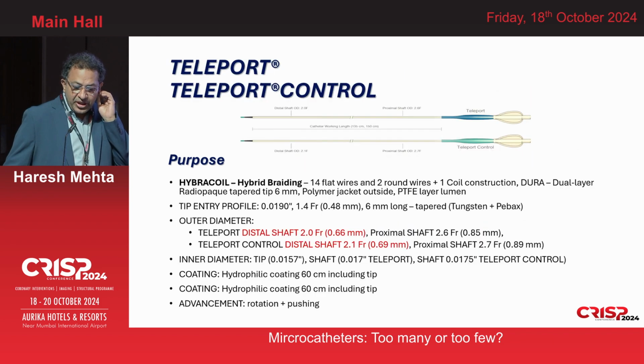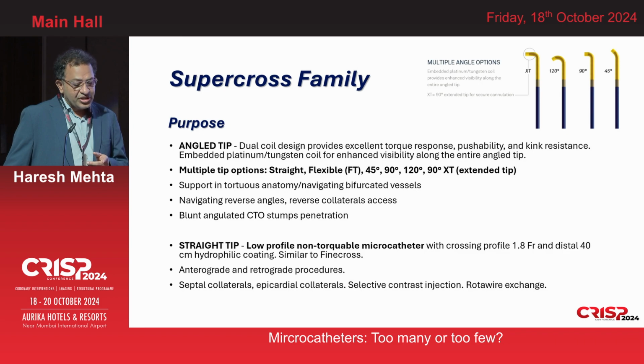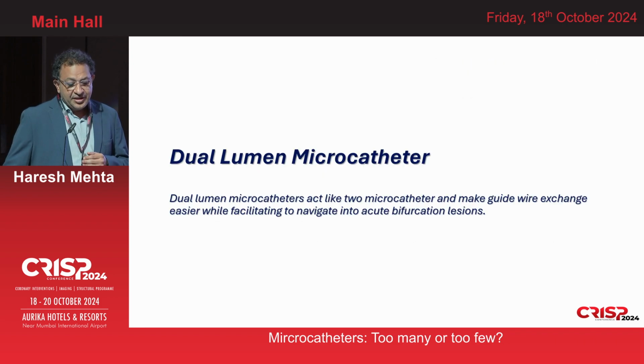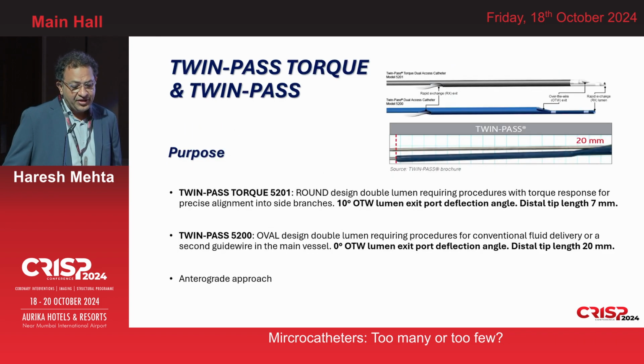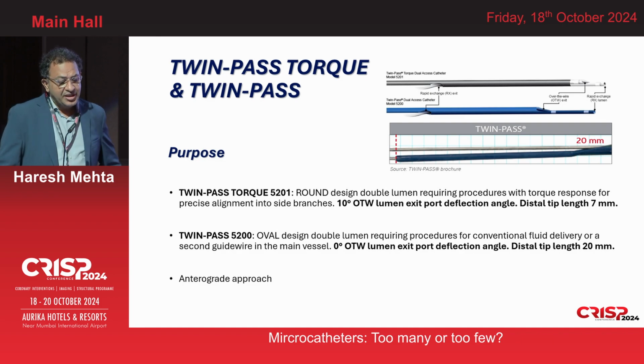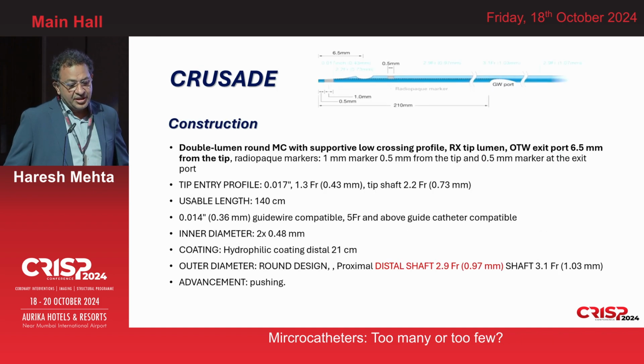And these are the other microcatheters we have. Teleport, I'm not going to do that. Mamba Flex is not available with us. Supercross is a good kind of catheter that is available. They have multiple angle options for angled vessels. Then similarly, we have dual-lumen catheters. We have the Sasuke, which is from Asahi, and we have the Twin-Pass Torque and Twin-Pass. They are mainly used to access two vessels at a time, or you want to do an anchor balloon. Put an anchor balloon in one of the side vessels or subintimally, and you cross the main vessel with another one. So these are good catheters. The one we routinely have in India is the Crusade catheter, which is easily available. Again, it's a dual-lumen catheter.